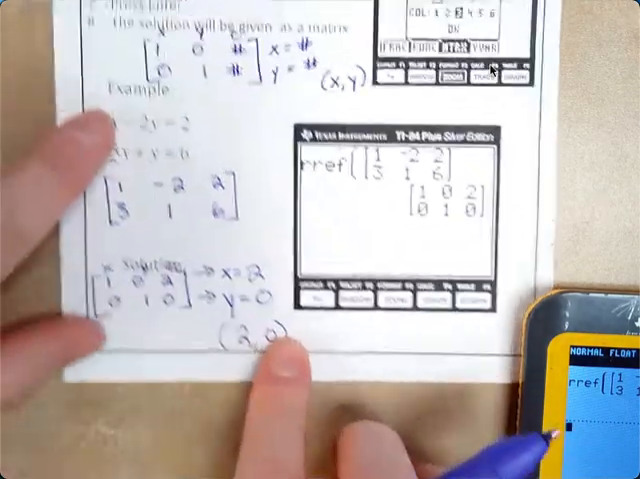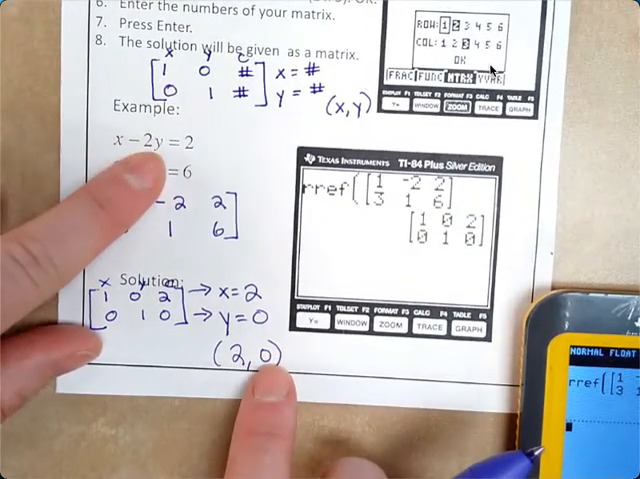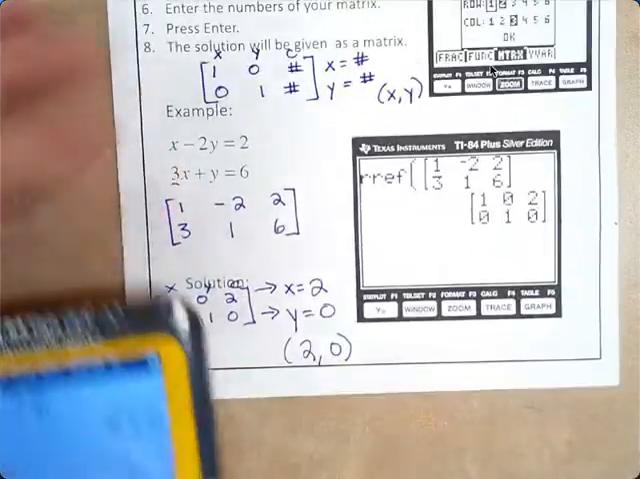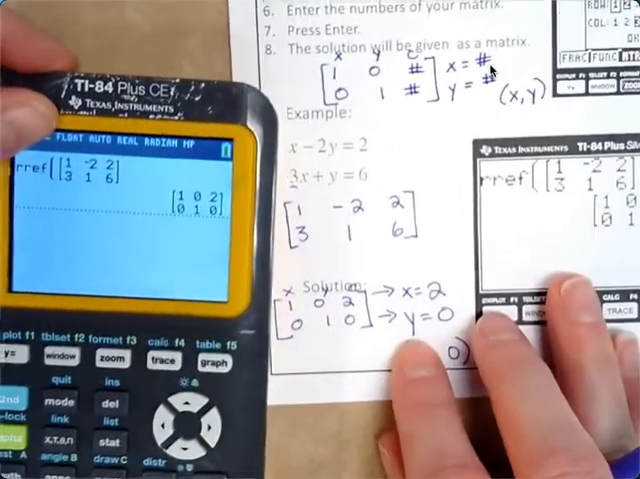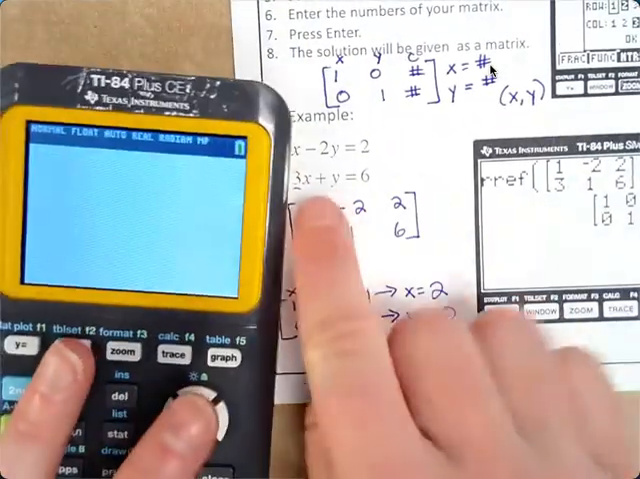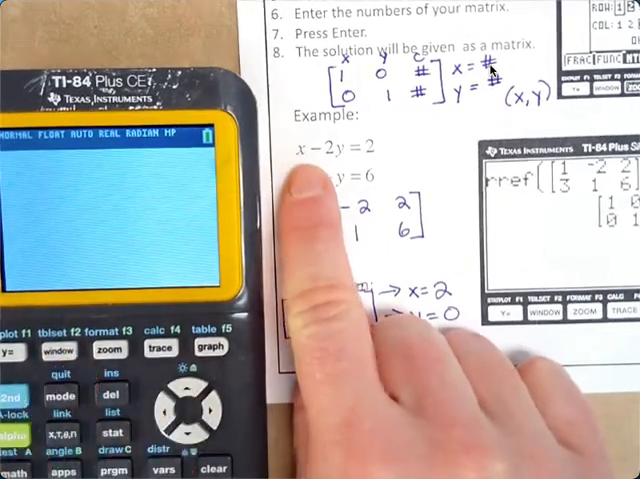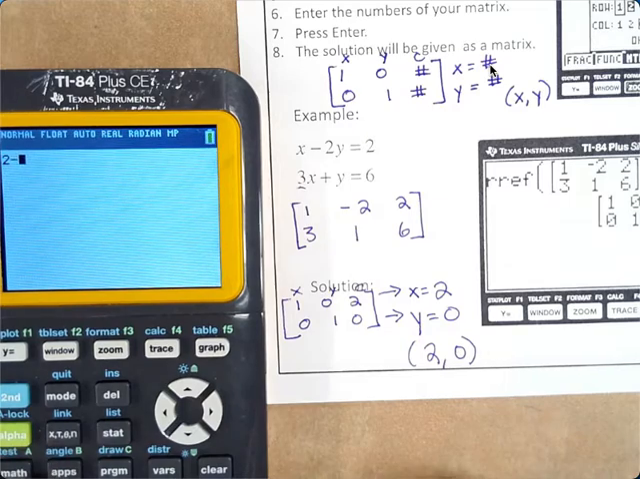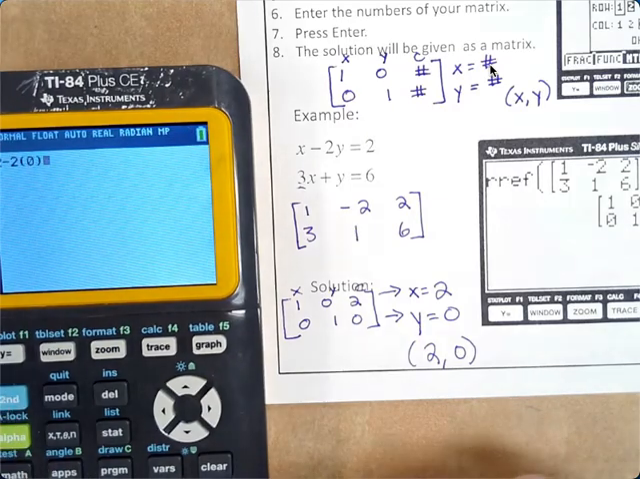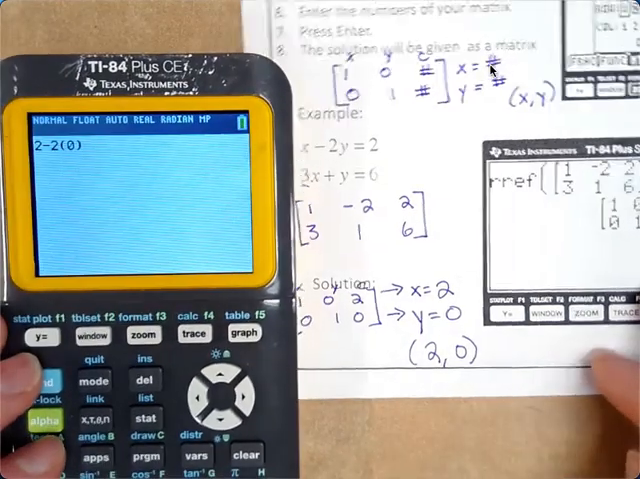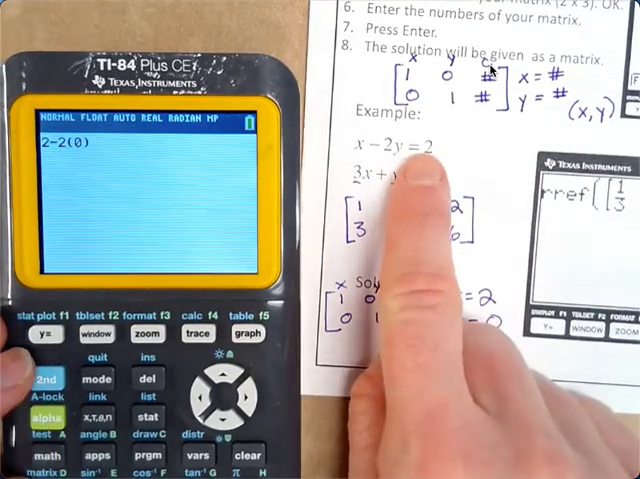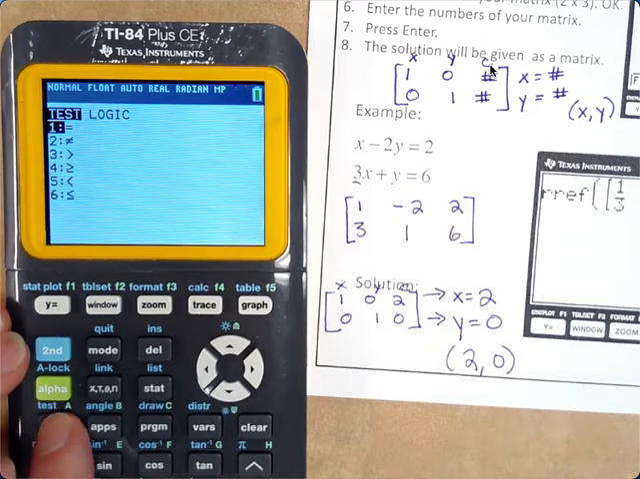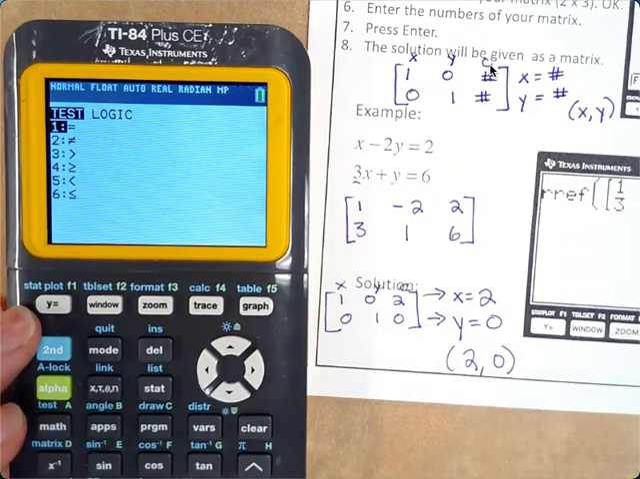That means if I were to plug in x and y in each of these equations, it would be true statements. So I'm going to show you that. I'm going to clear this. I'm going to plug in the x value. That'd be 2 minus 2 times 0. Remember how to get the equals? Because we're testing it out. It's under second math. We're testing it out to see if it's true.